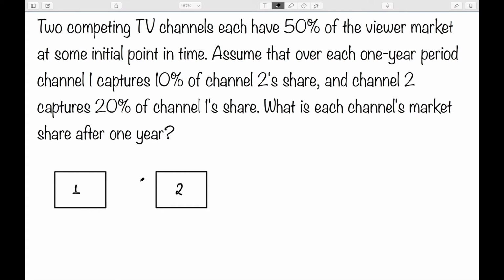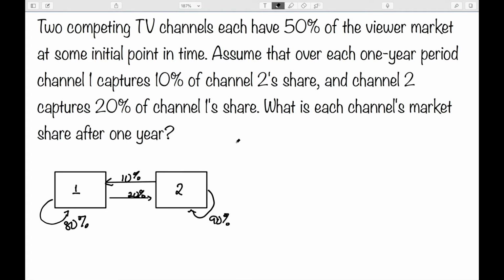We know that Channel 1 captures 10% of Channel 2 share, so 10% of Channel 2 is going to come over to Channel 1. That means 90% stay at Channel 2. Channel 2 captures 20% of Channel 1 share, which means 80% will stay. So we want to know what happens after 1 year.